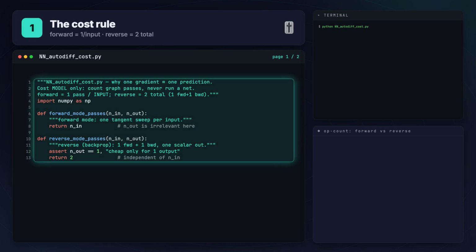First block, the cost rule itself. Forward mode passes just returns n_in, one sweep per input. Reverse mode passes returns a constant 2 whenever there's a single scalar output. One forward to cache activations, one backward to propagate. Notice reverse mode ignores n_in entirely. That's the whole point, and the code makes it literal. The input count never appears in the reverse formula.